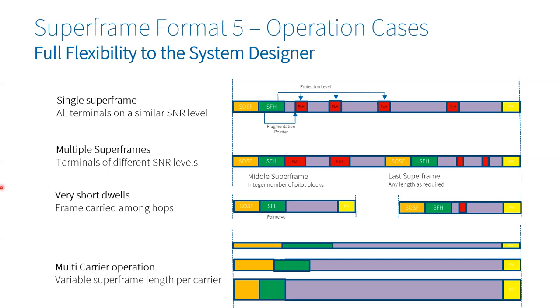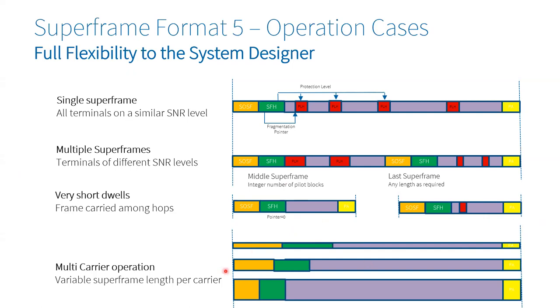You can also have very short dwells. In this case, the frame itself is longer than the superframe. So the frame starts in one dwell and then continues in the next. The standard allows that as well.